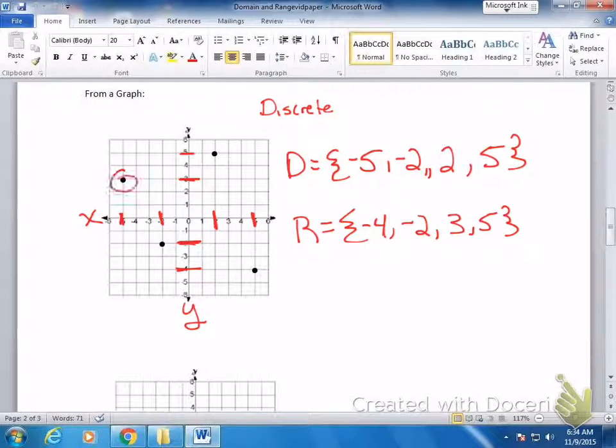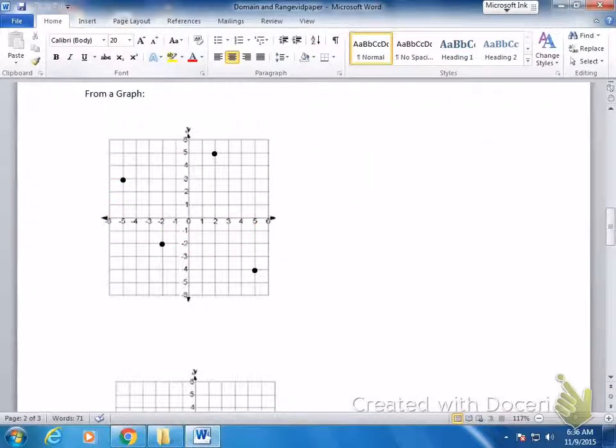Another way to do it, of course, you could list out your points. It looks like I have a point at (-5, 3). And if you notice, I have -5 in my domain and I have 3 in my range. So hopefully that helps out there. Let's go to the next one.